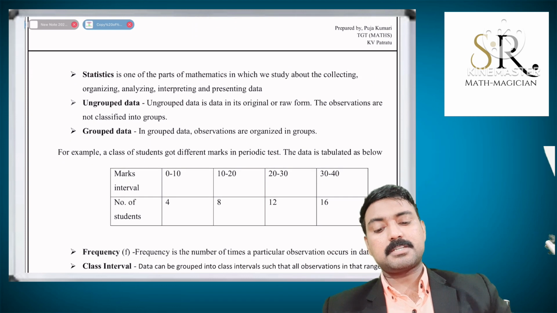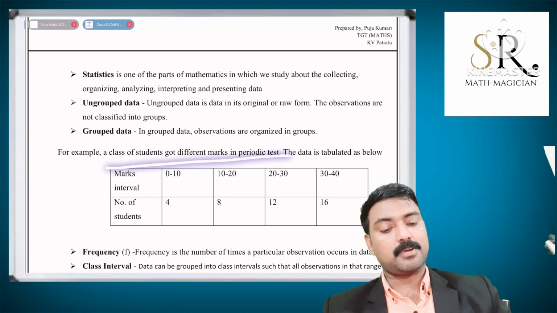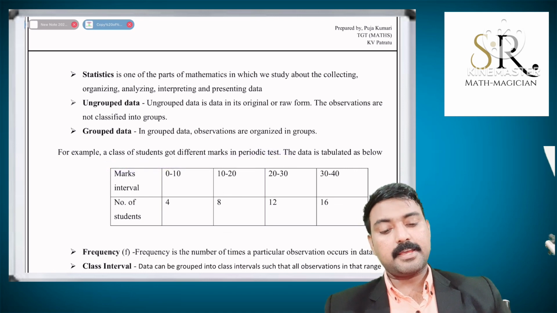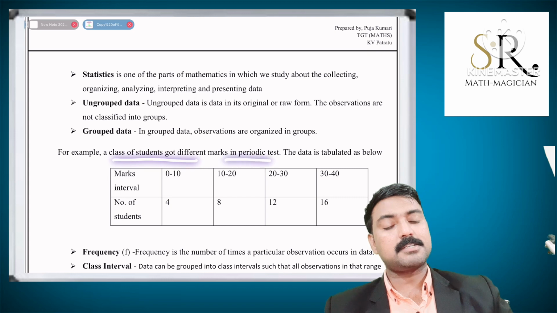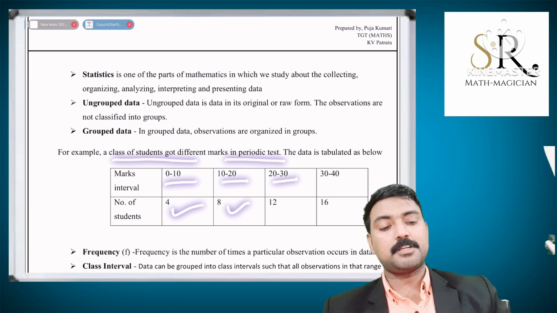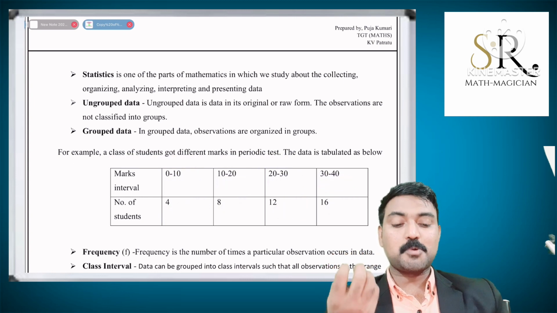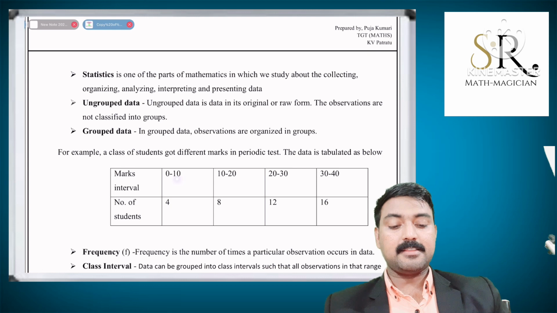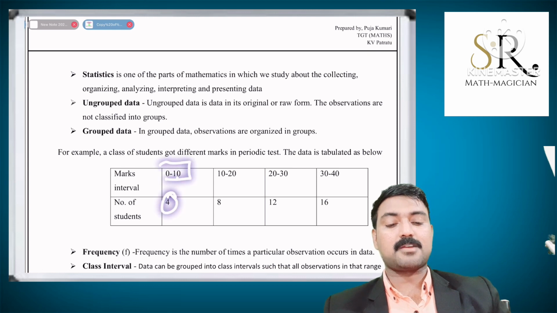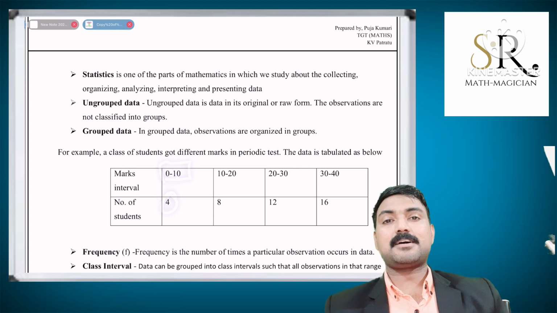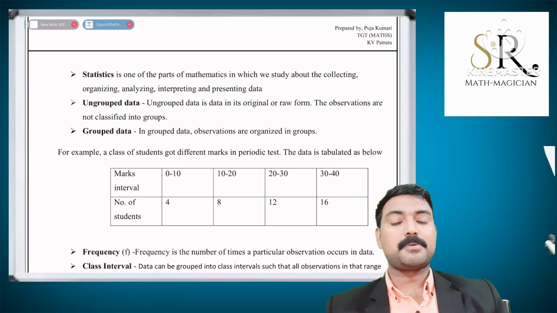Suppose we write in a class interval. For example, here it is given a class of students got different marks in a periodic test. 0 to 10, 4 students; 10 to 20, 8 students; 20 to 30, 12 students; 30 to 40, 16 students. So here grouping is there. The students who got marks less than 10, that is 4. So there is a class interval. This type of data presentation is known as grouped data because grouping is there.